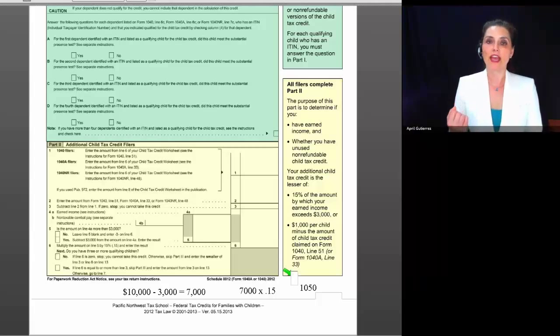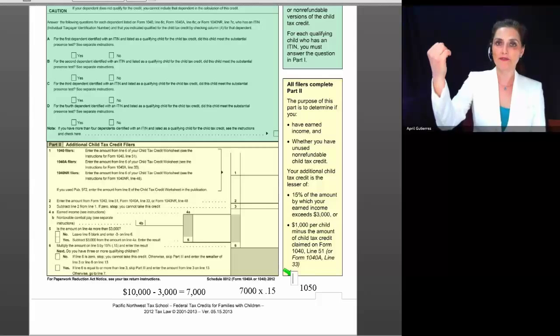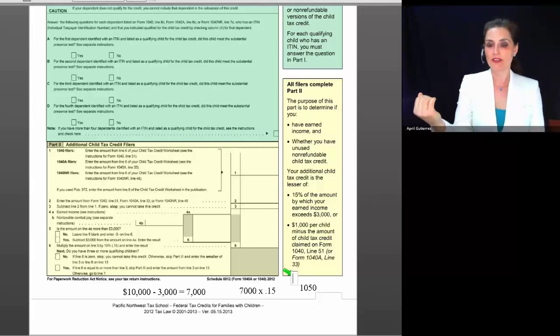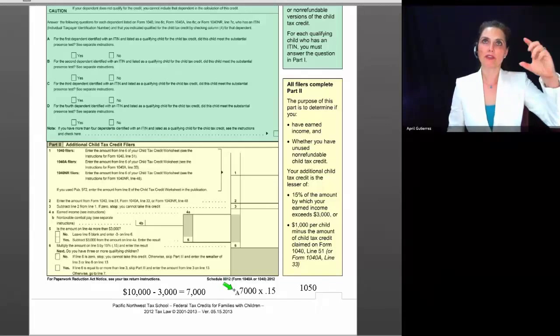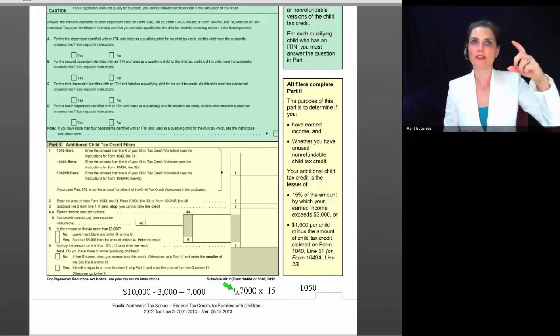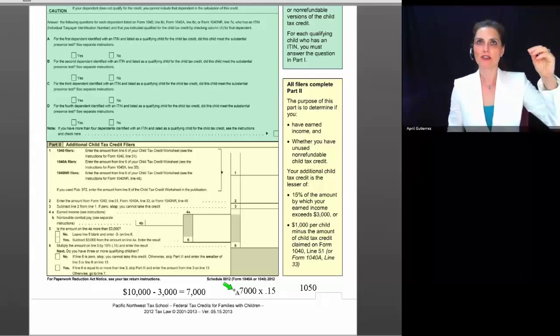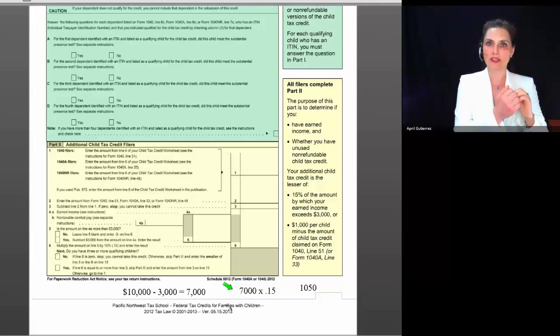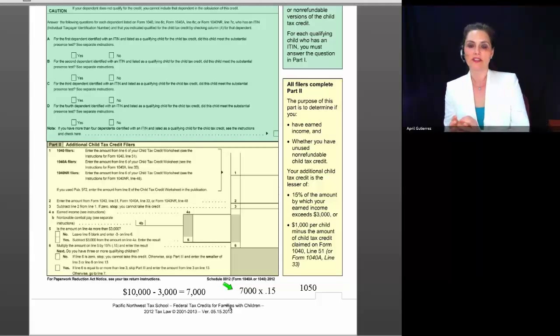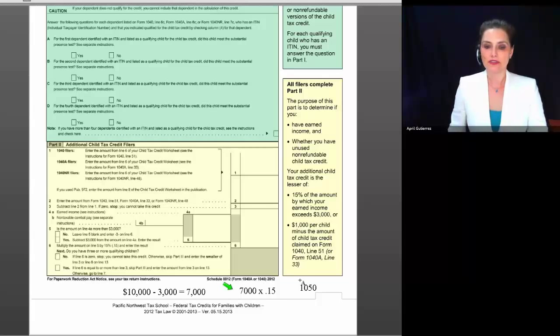And if I used any of my child tax credit up above to reduce my tax to zero, when I get down to this point, let's just say up top I have two children and I used up $1,500 of my child tax credit up top. I get down to the bottom and my child tax credit starts at $2,000, but I have to subtract out $1,500. $500 is all that's left, and that's all I could get. So this is just to help you understand the math or the logic behind the additional child tax credit.